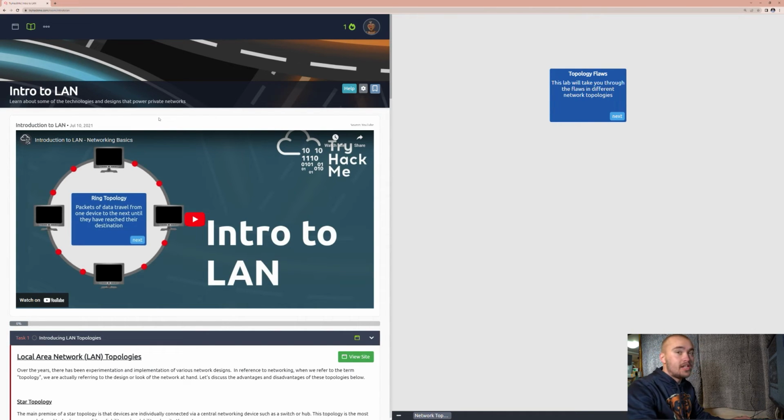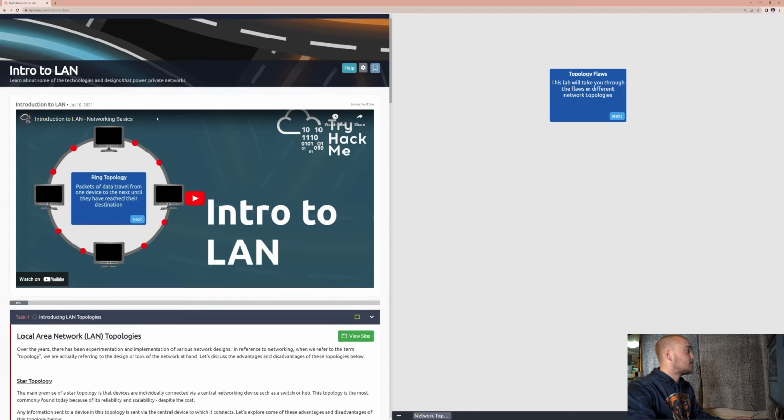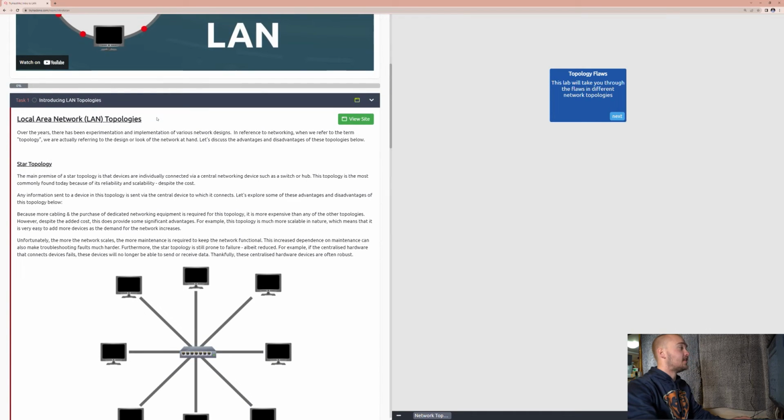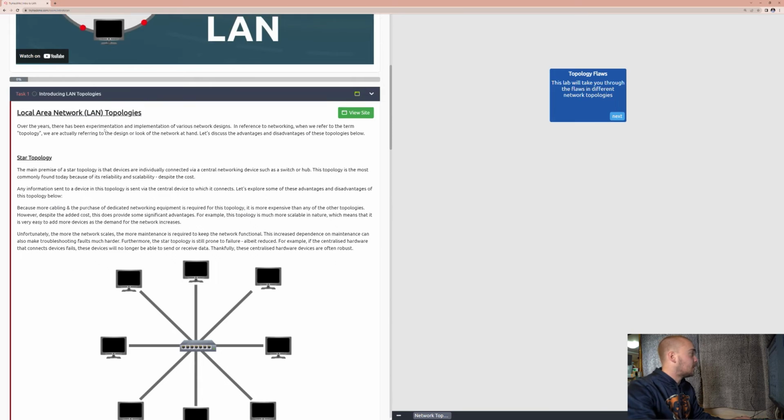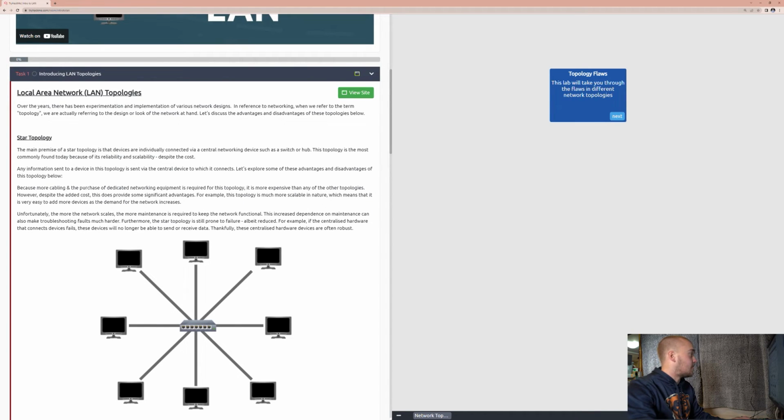Today we're going to be going through the Intro to LAN room, which stands for local area network. So for Task 1, local area network topologies. Over the years there has been experimentation and implementation of various network designs. In reference to networking, when we refer to the term topology, we are actually referring to the design or look of the network at hand. Let's discuss the advantages and disadvantages of these topologies below.